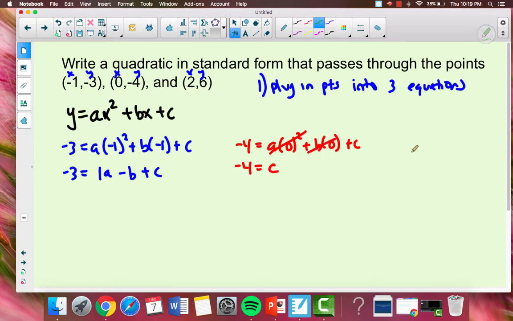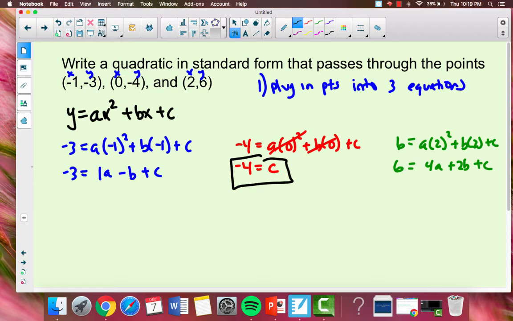Okay, and then my last one, plug in the 6 and the 2. So I have 6 equals a times 2 squared plus b times 2 and then plus c. So simplifying that, I get 6 is equal to 4a plus 2b plus c. Now this one worked out really nicely because I got one variable already solved for.